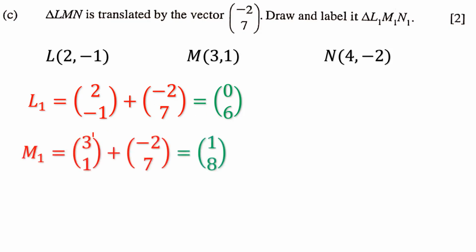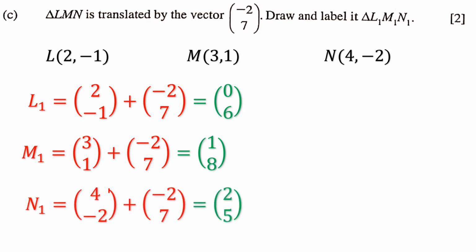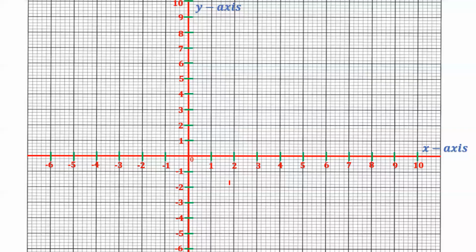Moving right along, we have 3, 1, and we add the vector negative 2, 7. 3 plus negative 2 is 1, and 1 plus 7 is 8. For N1, we have 4 plus negative 2, which is 2, and negative 2 plus 7 is 5. And so the coordinates of our new triangle are 0, 6, 1, 8, and 2, 5.